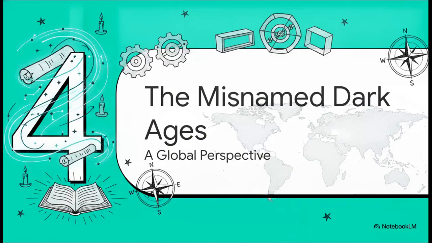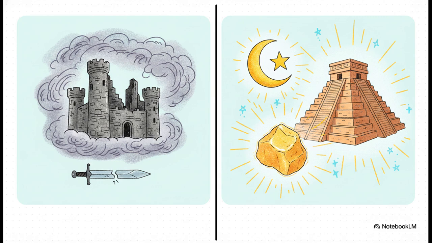All right, Section 4, the misnamed Dark Ages. Let's get a global perspective. So, all golden ages come to an end. Around 500 CE, Western Rome falls, and we enter the Middle Ages. But I love debunking this one. Calling this era the Dark Ages is literally only accurate if you're standing in Western Europe.